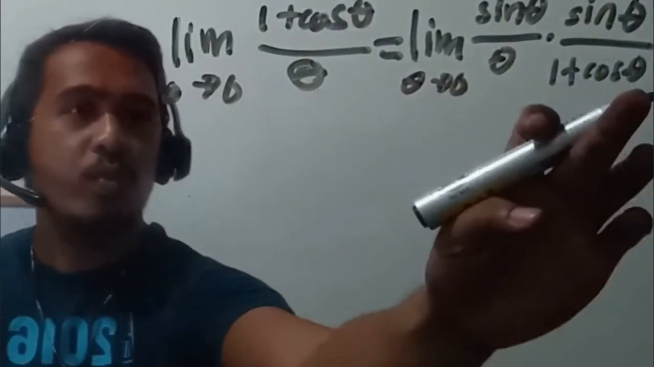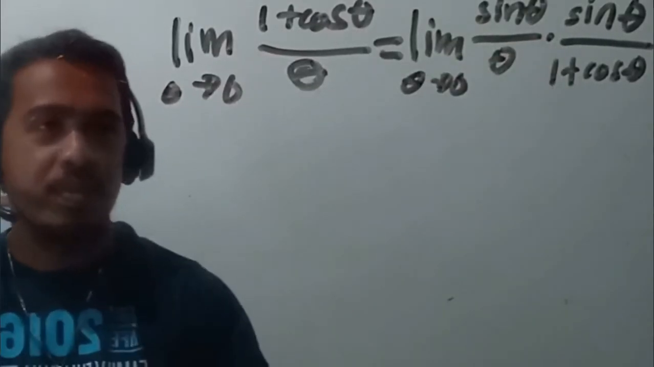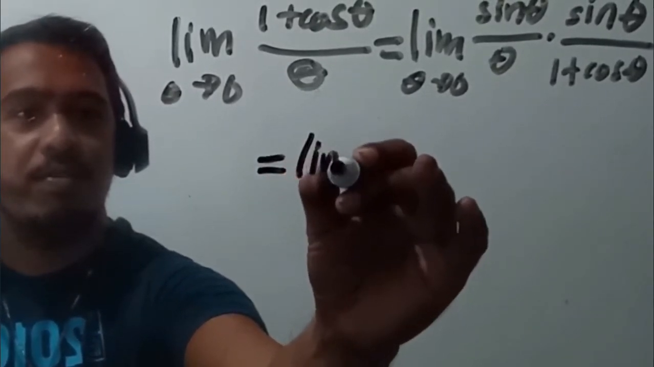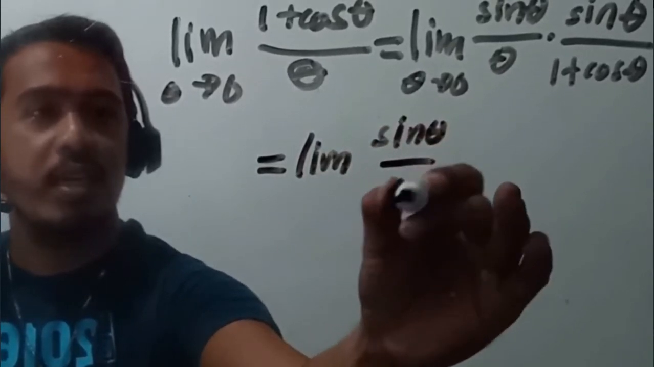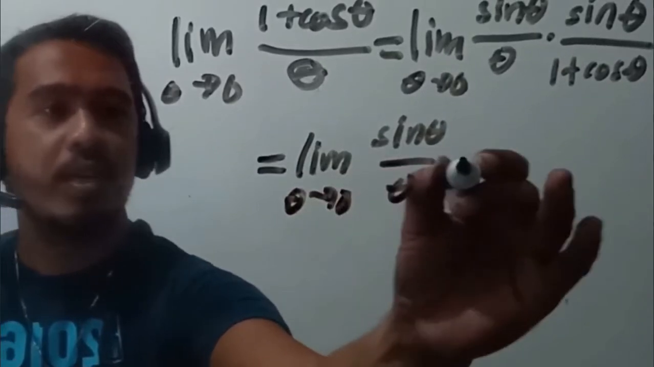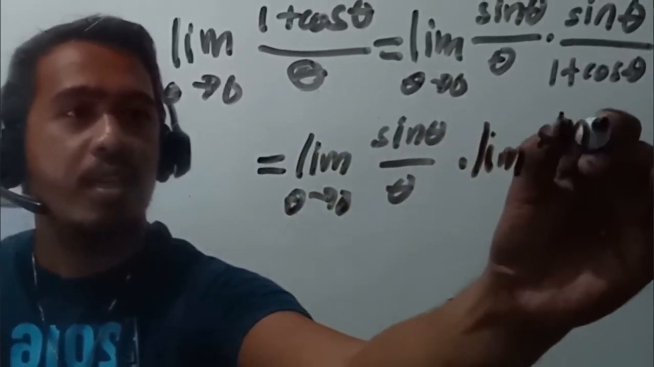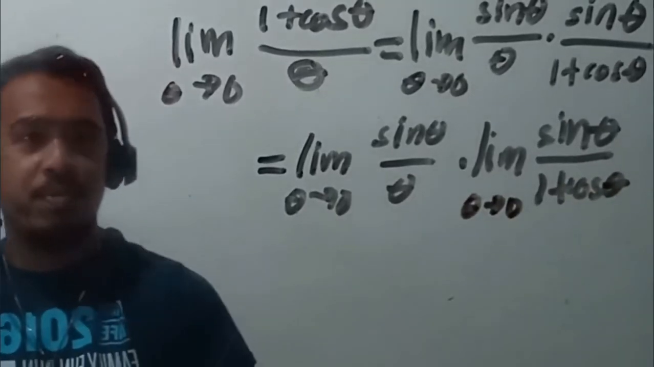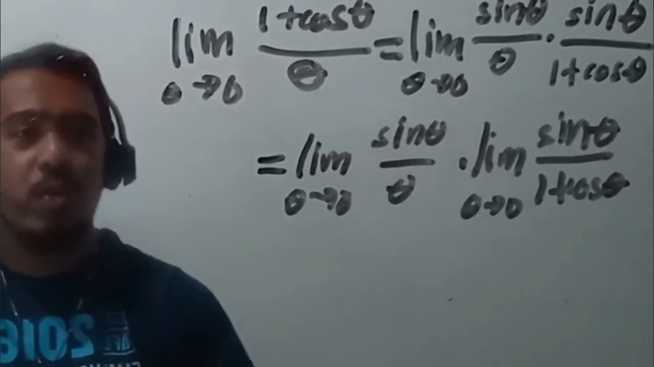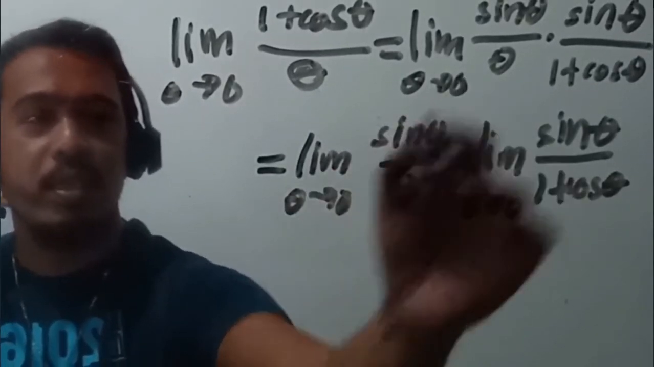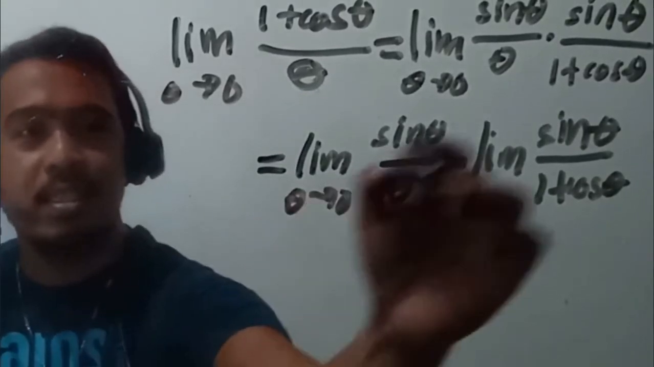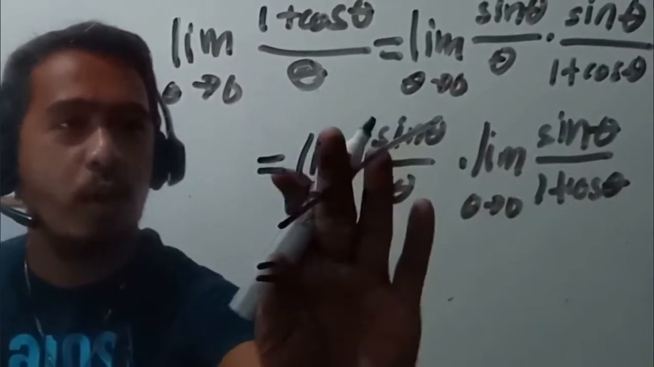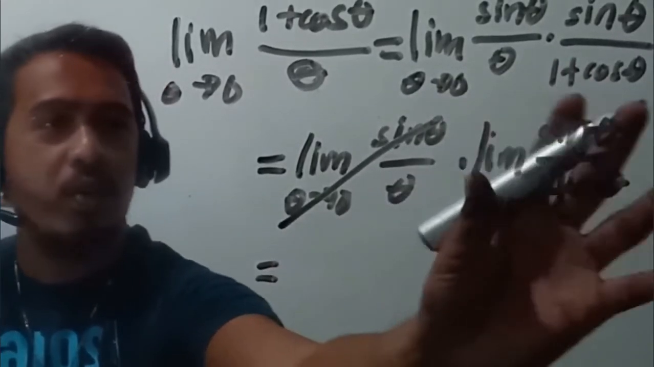After that, since they are equivalent, we can now take the limit, replacing the original by its equivalent. Then it can be written as the limit of sine theta over theta as theta approaches 0, times the limit of sine theta over 1 plus cosine theta as theta approaches 0. And in the previous video, we presented that the first limit is just equal to 1. So it is just 1, and 1 times any number is the same as that number. So you will now have this one.